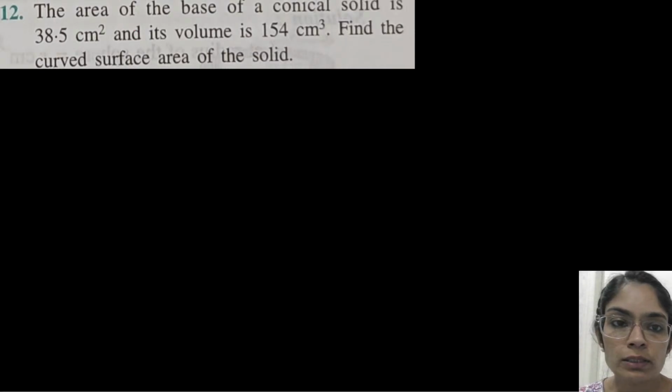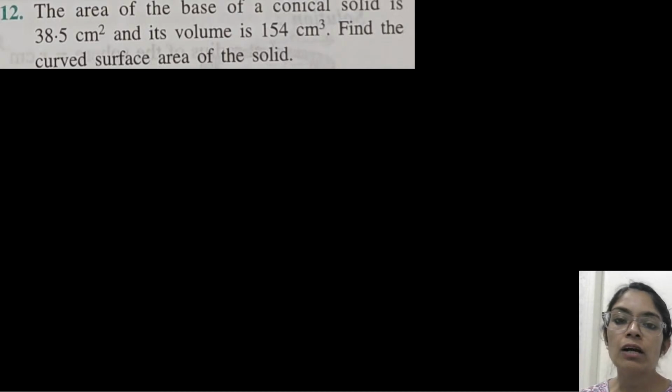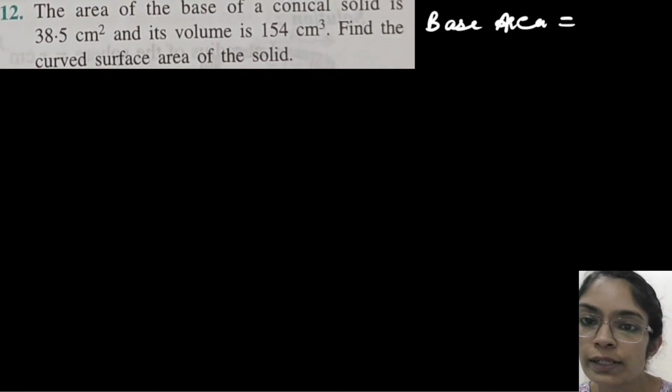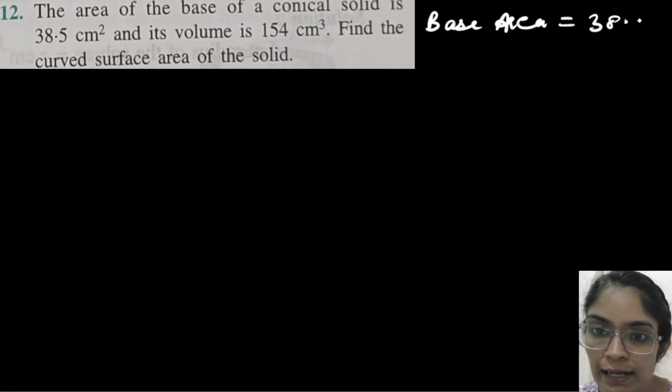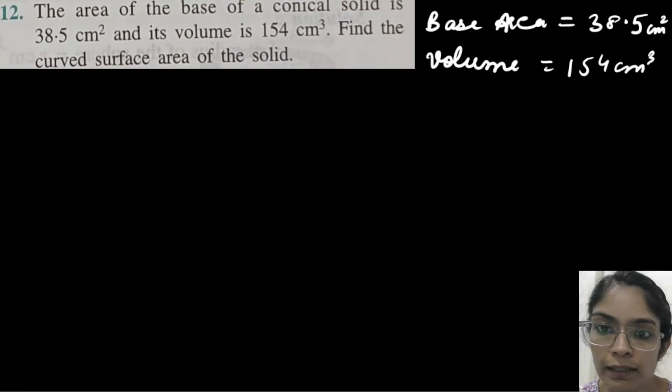What is given to us, we'll write that, and what we have to find. So the area of the base of a conical solid is 38.5. The base area's formula I have already given. All these things we have to write in terms of formulas also. So base area is given to us as 38.5 centimeter square. Volume is also given to us. I am writing that: volume is 154 centimeter cube.